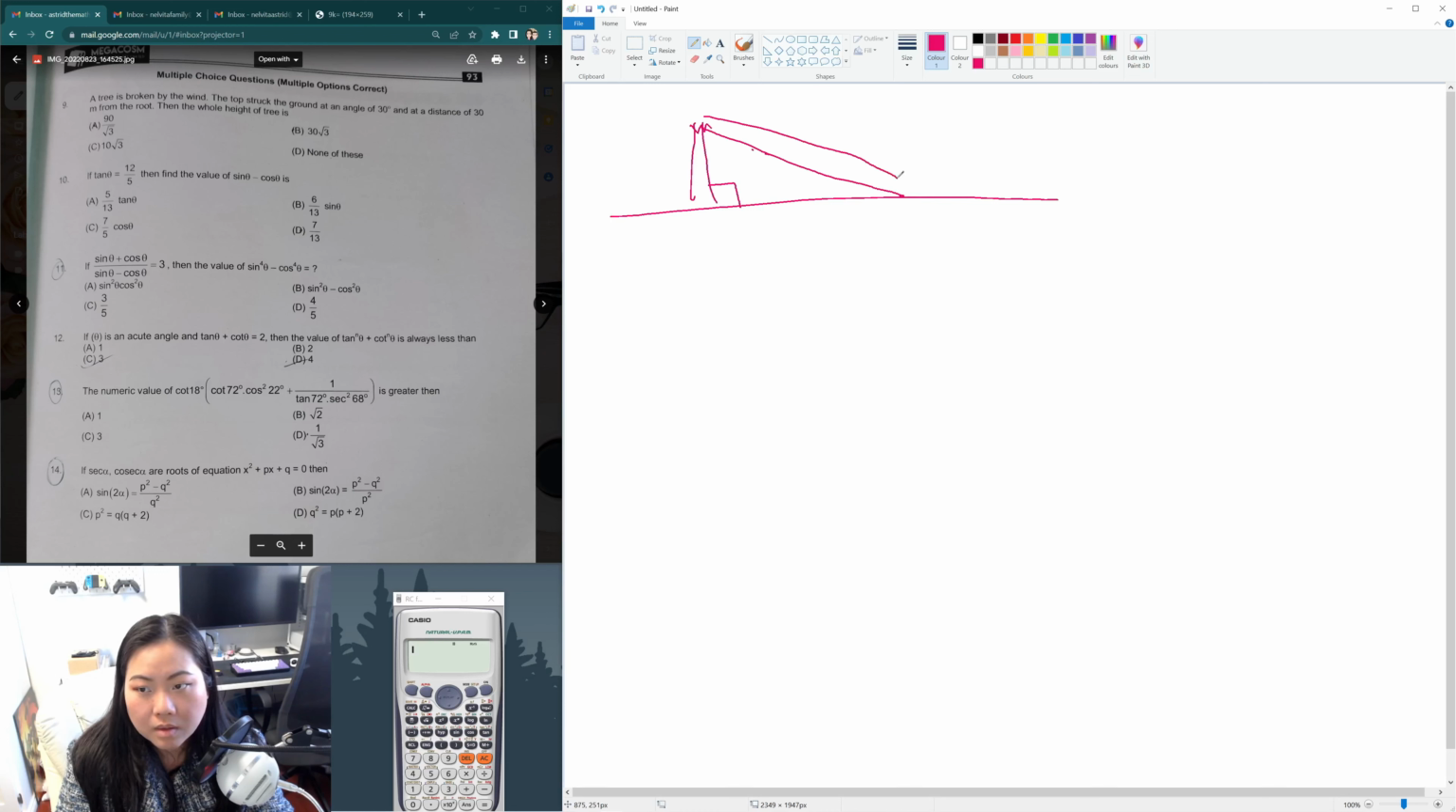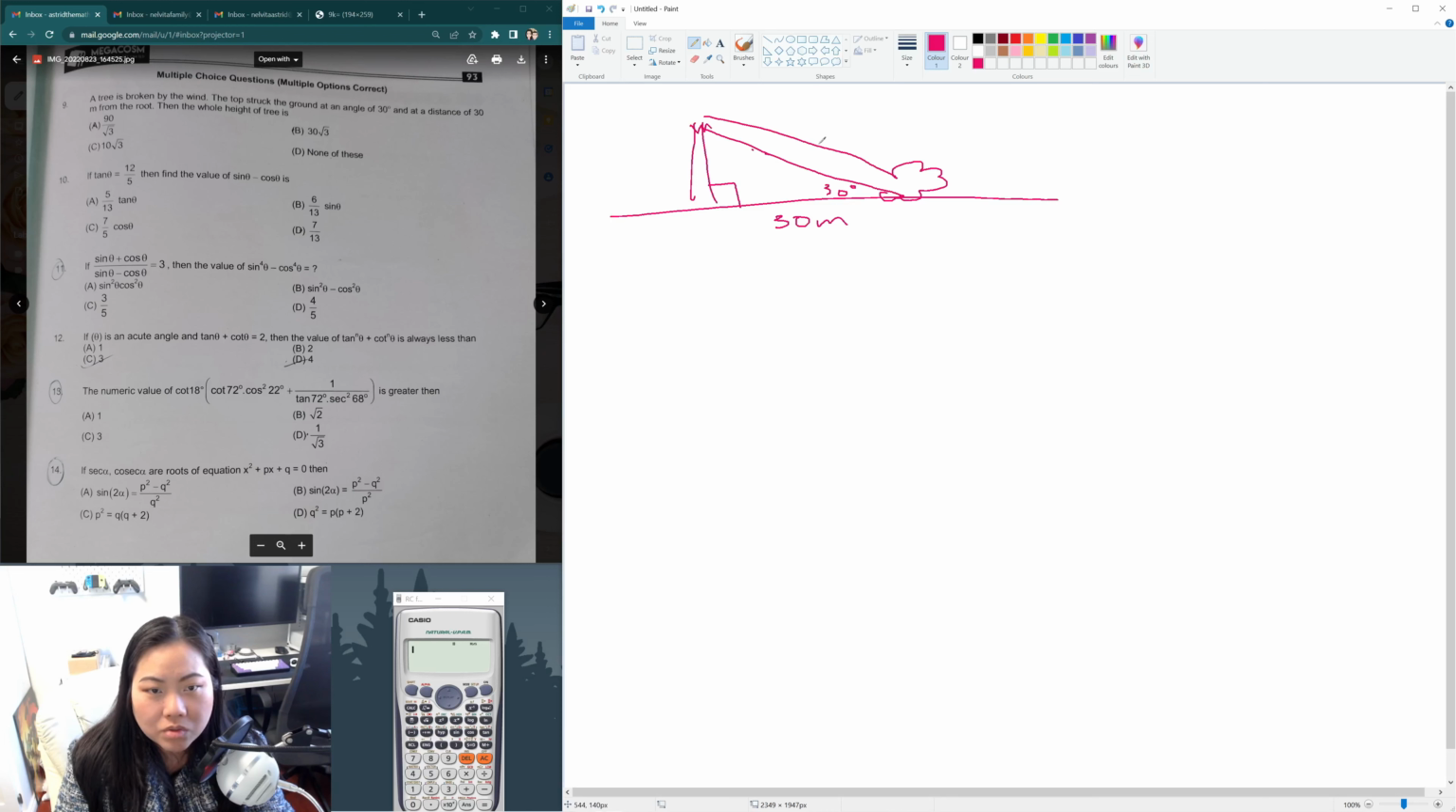30. The top struck the ground at an angle of 30 degrees. So it's this one, not that one, right? If I'm getting this right. The trick to these questions is to draw the right triangle. That's pretty much it. If you draw this wrong, then everything else will be wrong. At a distance of 30 meters from the root. So this is 30 meters.